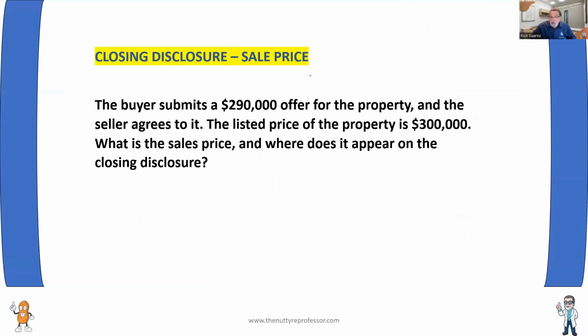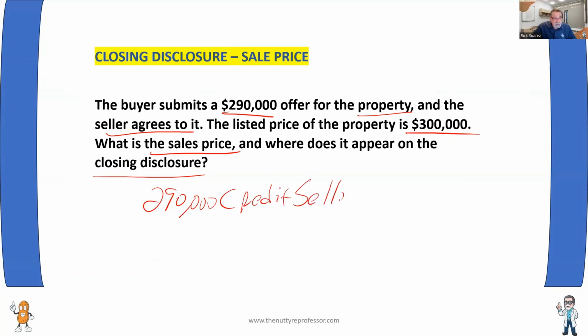Now, here's a simple problem that you could see, and this is not even a math problem. This is just a location problem, and you'll see what I'm talking about. It says the buyer submits a $290,000 offer for a property, and the seller agrees to it. The listed price for the property is $300,000. What is the sales price, and where does it appear on the closing disclosure? In reality, there's no math here, right? All we have to do is show 290,000. This is going to be a credit to the seller. And then you have the same 290,000, and we're going to debit the buyer, because the buyer is paying the 290 and the seller is receiving, so he gets credit.